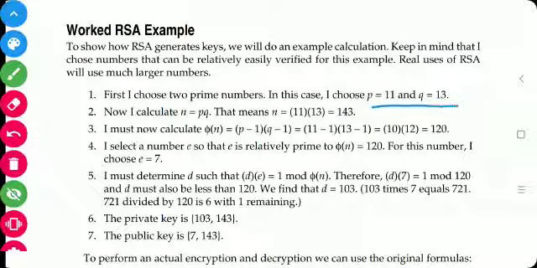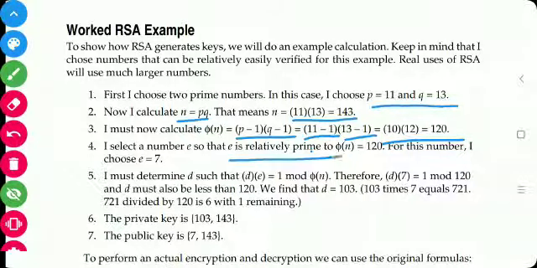Now, second step, we have to multiply these prime numbers. So 11 times 13 is 143. Now, third step, we calculate phi n is equal to (p minus 1) times (q minus 1). So 11 minus 1 and 13 minus 1, so it is 10 times 12, which is 120. Now select the number e so that e is relatively prime to phi n, that is 120. So for example, we are choosing e is equal to 7.